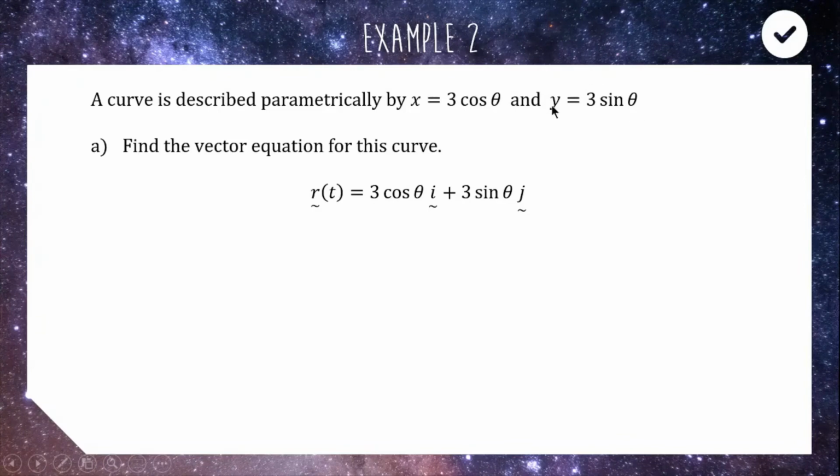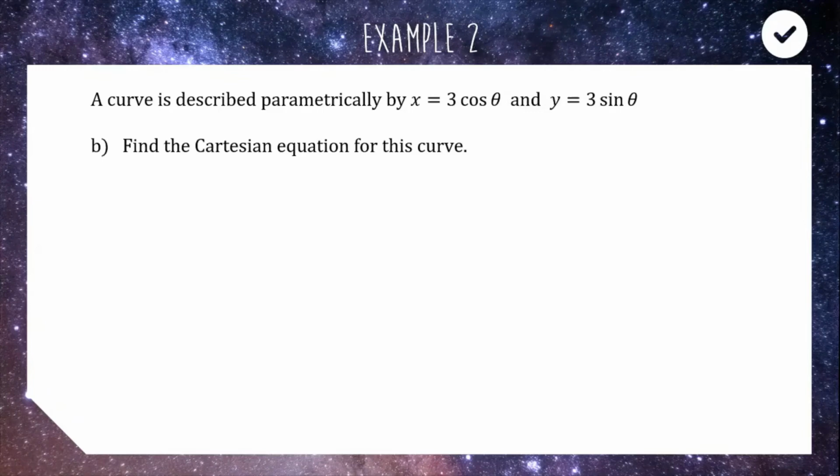3 cos theta and 3 sine theta. Okay, now the involved part is combining those two parametric equations to form a Cartesian equation. The way we handled this in extension 1 is you can't really easily rearrange this for theta and then sub this into y.